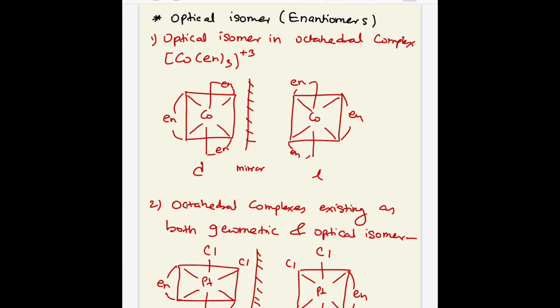Square planar complexes do not show enantiomerism. They have a mirror plane and axis of symmetry. So next point we can see, that is the structural isomer. Structural isomers possess different linkages among their constituent atoms and they have the same chemical formula.